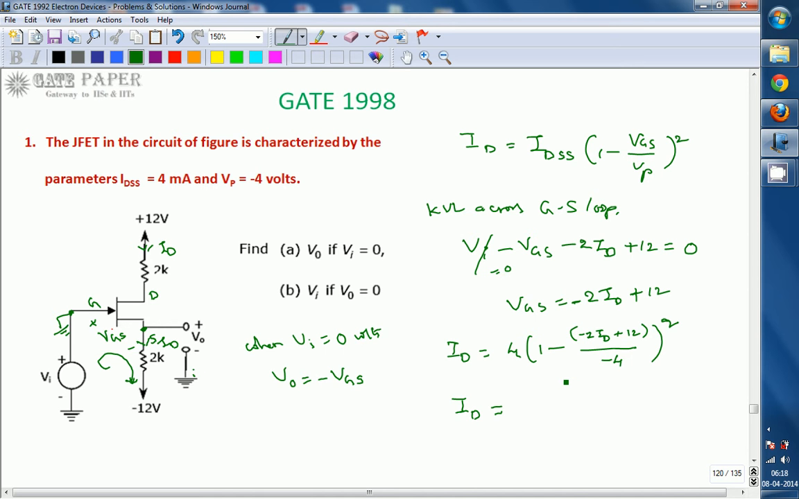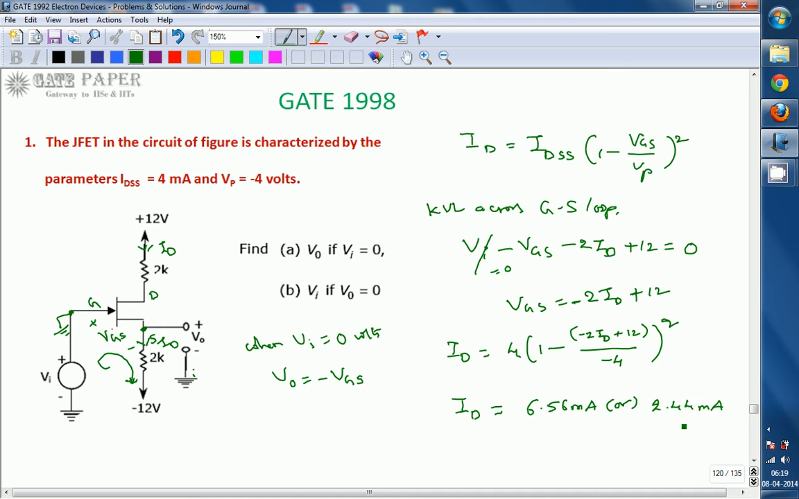If you calculate the ID value, you will get 6.56 milliamperes, or, since it is a quadratic equation, the other value 2.44 milliamperes. ID can be 6.56 milliamperes or 2.44 milliamperes. Which value of ID should we choose such that VGS is negative? Because the gate source junction of an N channel JFET is always negative, since it must be in reverse bias, or at most it can be 0.